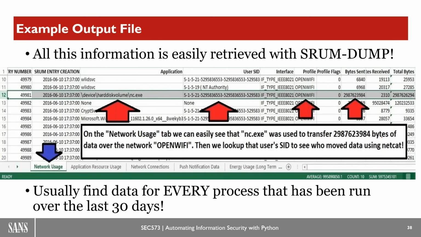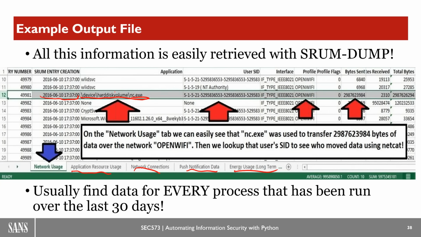Here's just an example of an output file from a SRUM Dump database. You can see that it has multiple tabs across the bottom in the Excel version. In the CSV version, we get several different CSV files, one for each of these tabs. But if I just look at the network usage tab, you can see that it's got a date and time associated with this. It's got a full path and the name of the executable that was run. And this will record every executable that's run on your machine in the last 30 days.